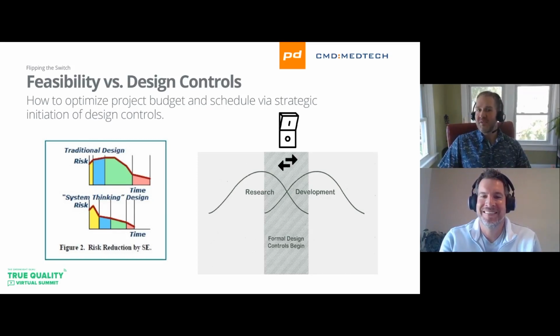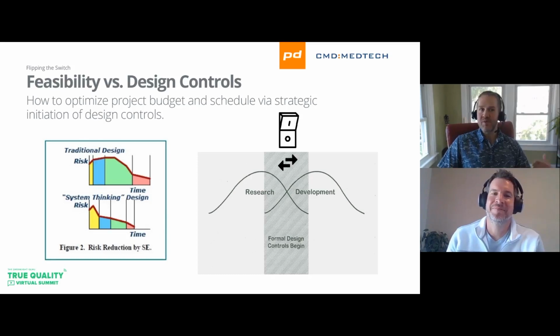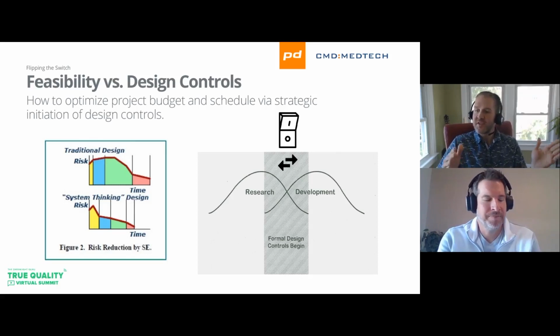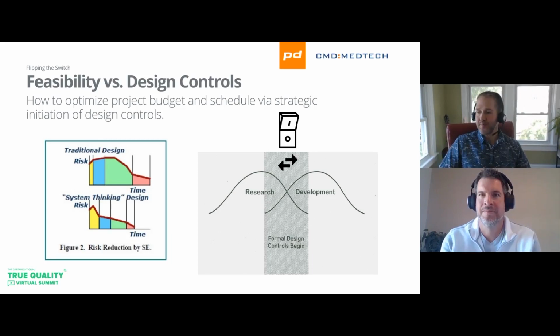In a nutshell, if we bite down our risk to the point where we feel like we've mitigated most of those major, big risks, and we can start to work on the final embodiment of the device, that's where we need to be. It doesn't have to be a discrete flip. Think of it more like a dimmer switch, where you can transition out of that research or feasibility phase into design controls, depending on what area we're working in.